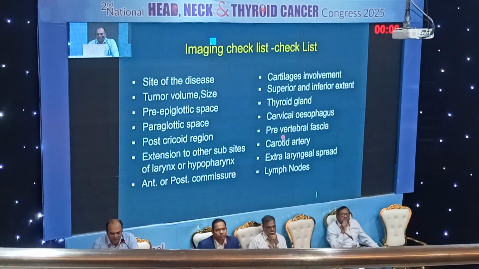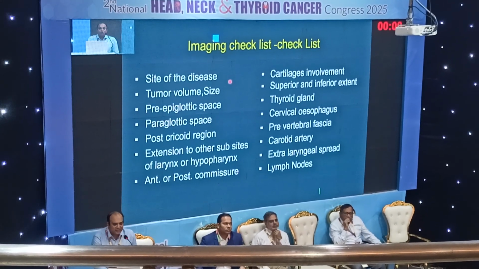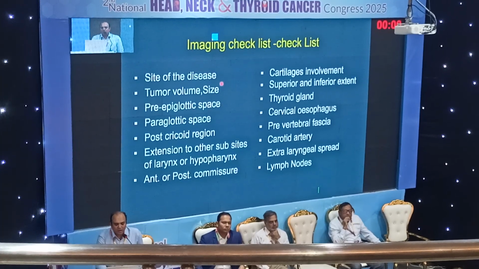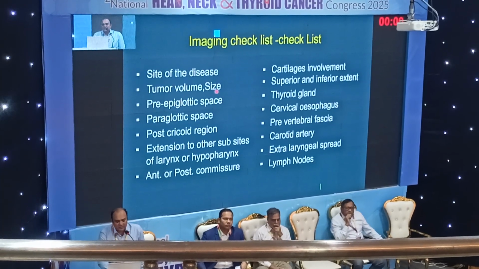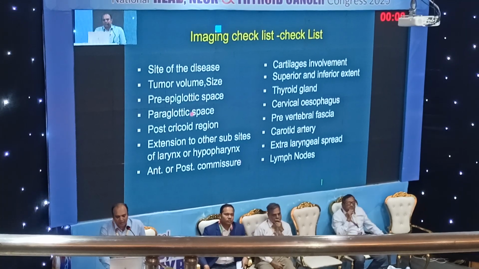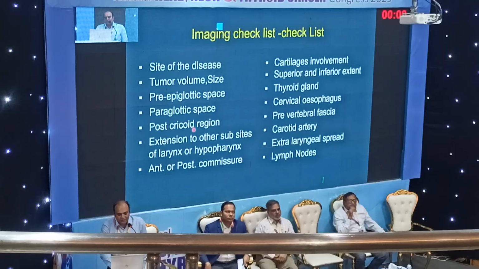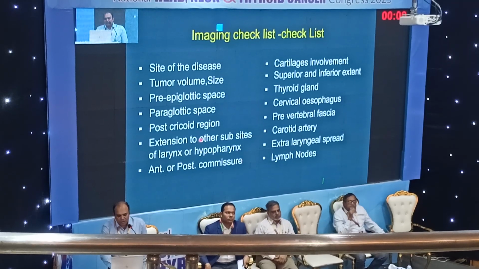Now coming to the last part. This imaging is a checklist. Always look whether it is a primary tumor in the glottis, supraglottis, or subglottis, and its size. This can only be made out in CT scan. What about the pre-glottic space and paraglottic space? It becomes T3. Post-cricoid involvement from the supraglottis is T3. Extension to other subsites becomes T2.